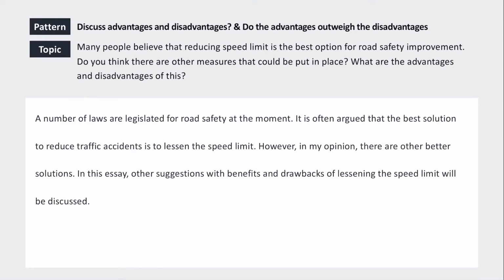Okay, so we're looking at IELTS Task 2 essay, and the pattern is discuss advantages and disadvantages and weigh up whether the advantages outweigh the disadvantages. Okay, so what are the pros and cons and which side do you agree with? Let's look at the topic.